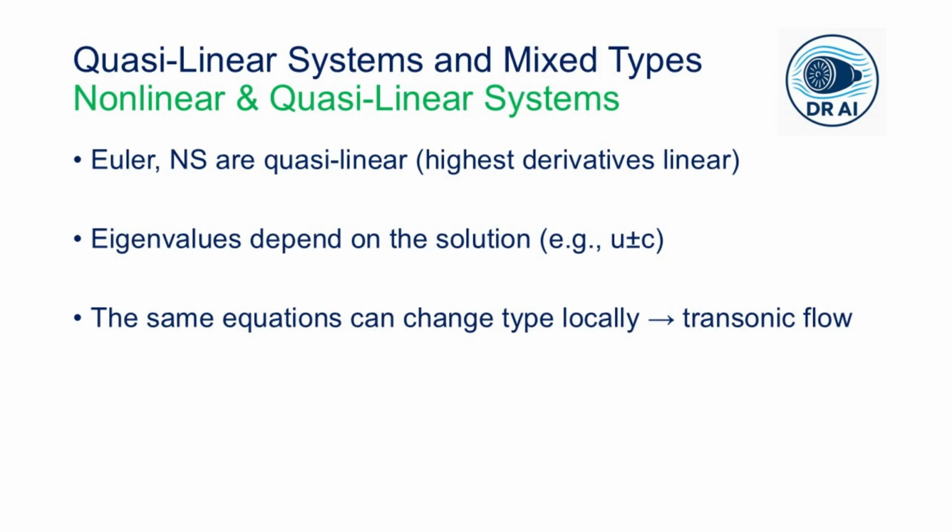For nonlinear fluid equations, we generalize to quasi-linear systems. A quasi-linear system is one in which the highest derivative appears linearly, but lower order terms may be nonlinear. The Euler and Navier-Stokes equations are quasi-linear. For such systems, classification is done by checking the eigenvalues of the coefficient matrix, and those eigenvalues generally depend on the solution itself, meaning that the same equations may be of different types in different regions of the flow. That is the classic mixed type problem in transonic flow.